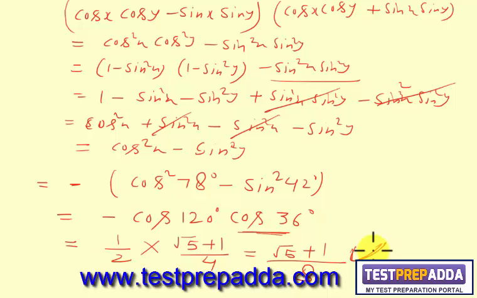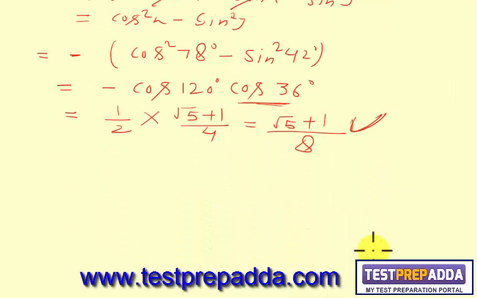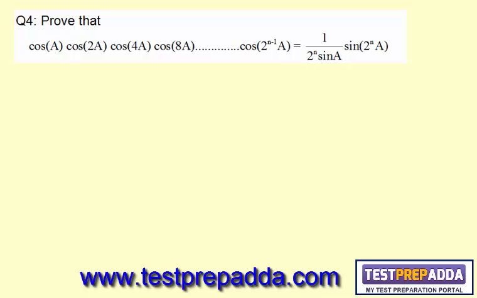Okay. Now here I am going to take another question. Here the question says, prove that cos A into cos 2A into cos 4A into cos 8A, and so on, cos 2 to the power n minus 1 A is equal to 1 upon 2 to the power n sin A into sin 2 to the power n A.